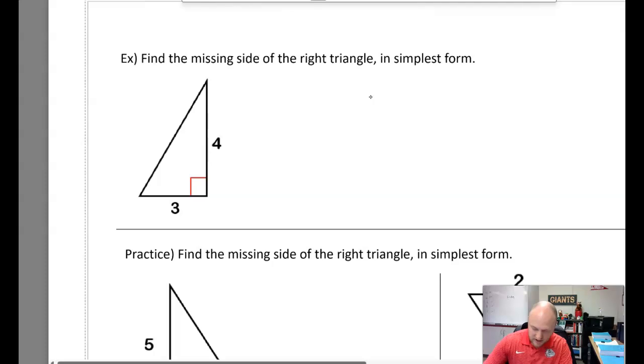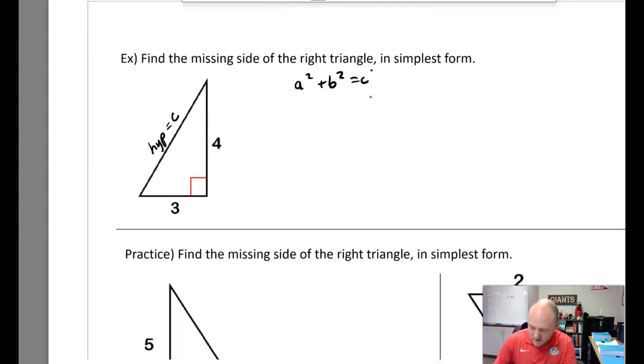I need to make sure that I know that this is my hypotenuse, so this is going to be c. It's my missing side. Well, if that's my missing side, then the Pythagorean theorem says a squared plus b squared equals c squared. So I can say 3 squared plus 4 squared equals c squared.